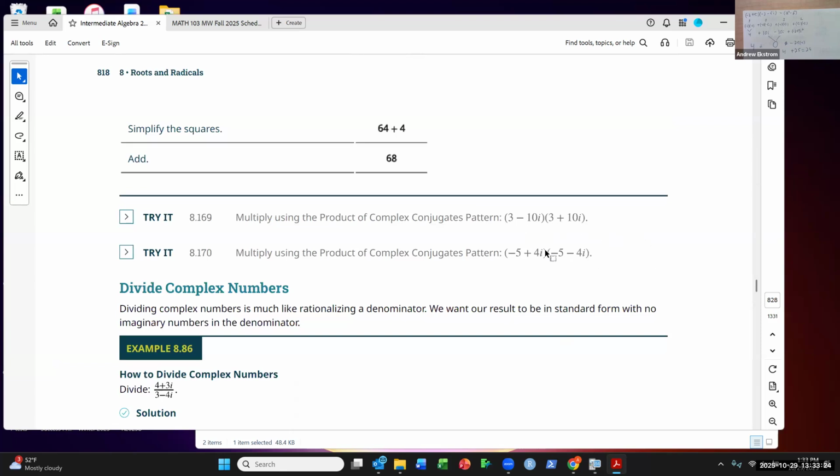But again, with all of these, it's the same idea over and over and over again. How do we handle it? You just go forward and FOIL it.